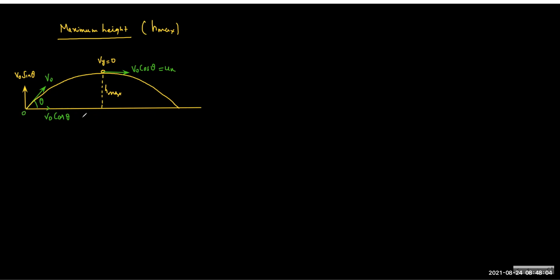Going by the definition, which formula should we use? Sir, V square equals U square plus 2as. So it is the height at which the vertical component of velocity becomes zero.